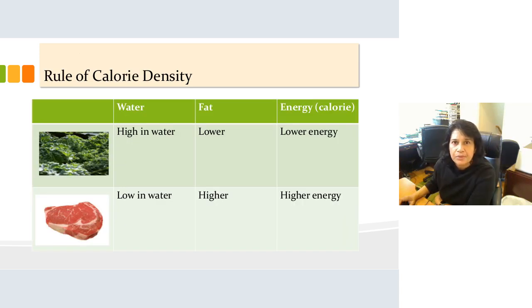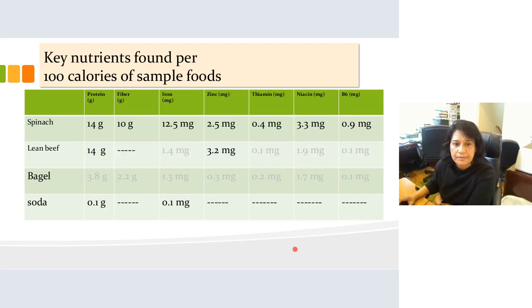So for example, the rules of calorie density are that if you have nice green leafy vegetables, they are higher in water, lower in fat, and lower in energy delivery in comparison to things like steak, which are lower in water, higher in fat, and higher in energy.